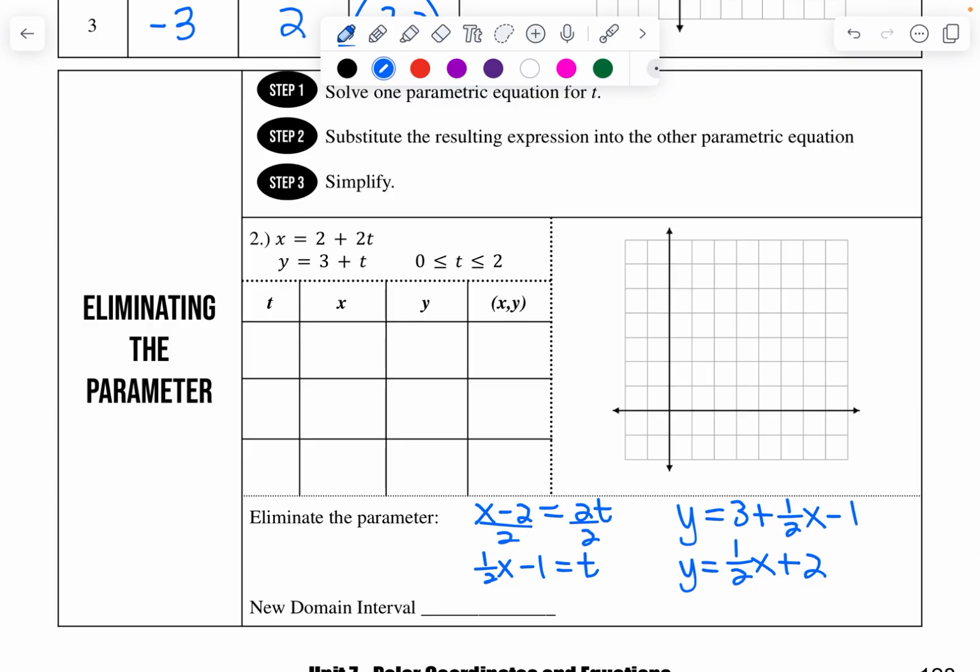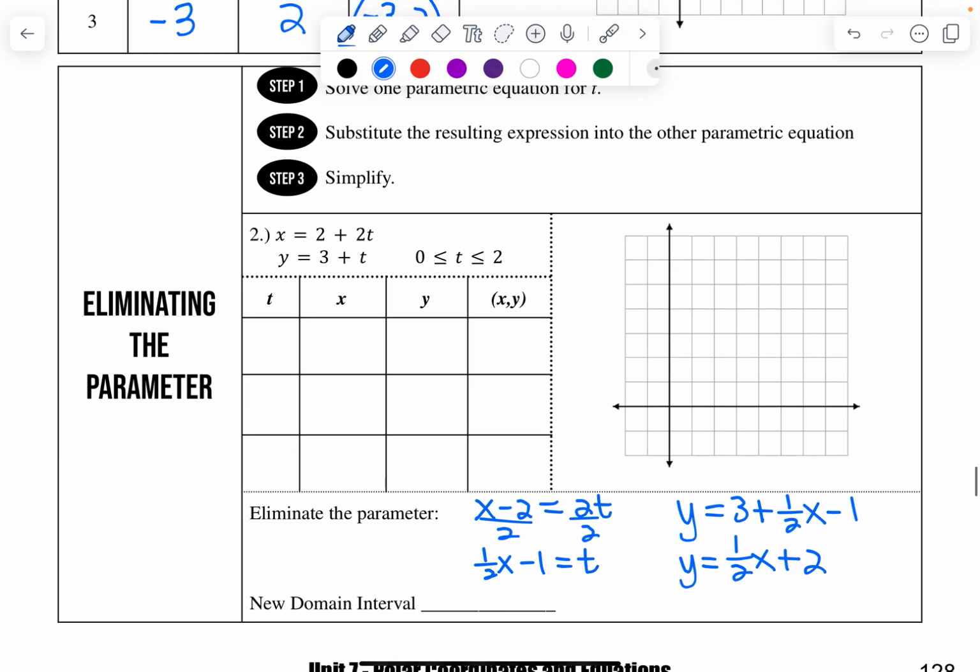So we will now go ahead and fill in our table and graph it like we did in the previous example. But this is our equation after we have eliminated the parameter. Let's go ahead and use these to fill this in. So if we're supposed to go from 0 to 2, remember they're giving us a domain interval there, so that's 0, 1, and 2. If I plug 0 in for t, 2 times 0 is 0, plus 2 gives me 2. If I plug into the other one, 3 plus 0 is 3, so my first coordinate pair is 2, 3.